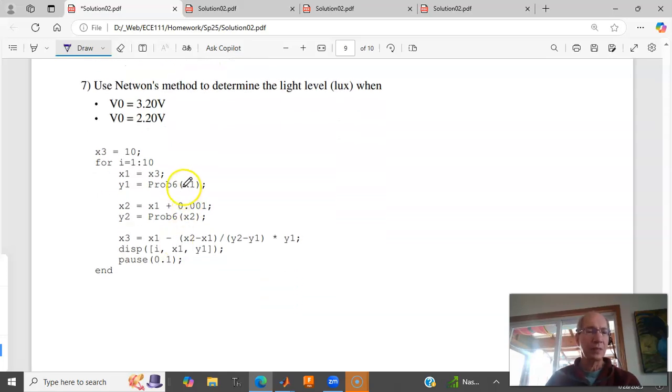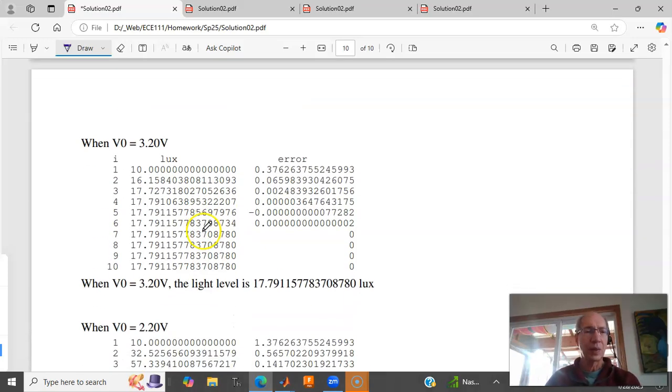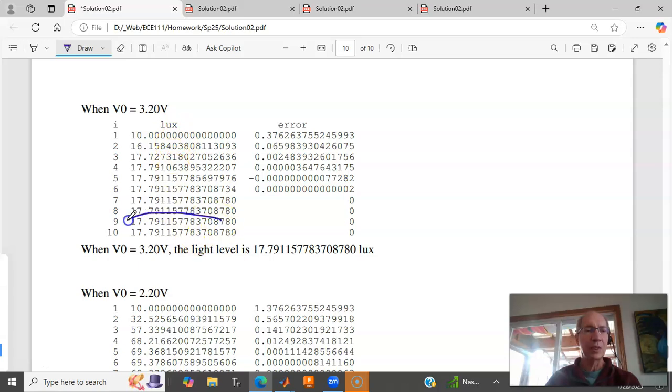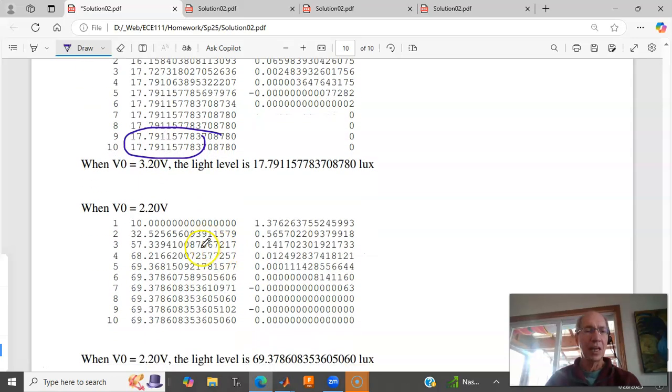Now doing that, if I iterate 10 times using Newton's method, again everything stays the same. Newton's method is pretty generic, pretty universal. I will then iterate until the error is 0. At 3.2 volts, the light level is 17.79 lux. At 2.2 volts, 69.37 lux.